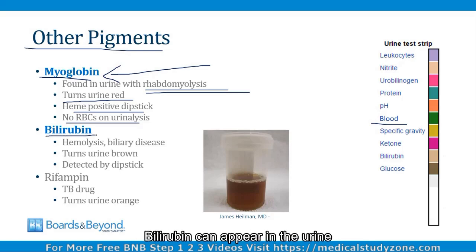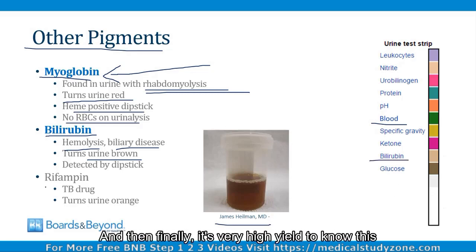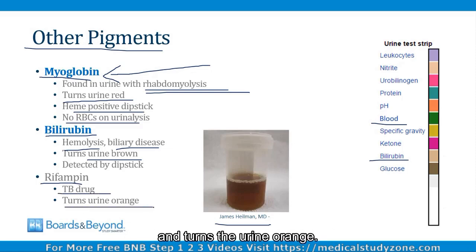Bilirubin can appear in the urine in the setting of hemolysis or biliary disease. It will turn the urine brown, like shown in this picture on the screen, and bilirubin is one of the things that's detected by the urine dipstick. And then finally, it's very high yield to know this for board exams because it often comes up. Rifampin is a drug used to treat tuberculosis, and it gets concentrated into the urine and turns the urine orange. And that concludes our module on hematuria.